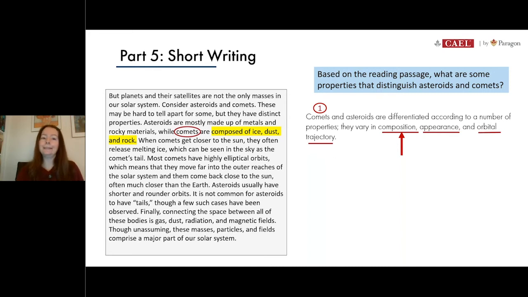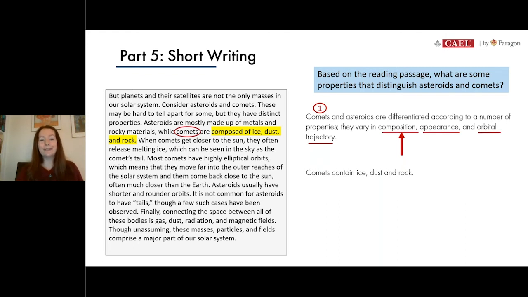So when I write that detail down, I want to make sure that I'm using my own words to convey the message. Part of my score is going to come from how well I've paraphrased ideas. So I'm just going to change the verb. Instead of saying comets are composed of, I'm going to say comets contain. It means almost the same thing, and at least I'm using my own vocabulary.